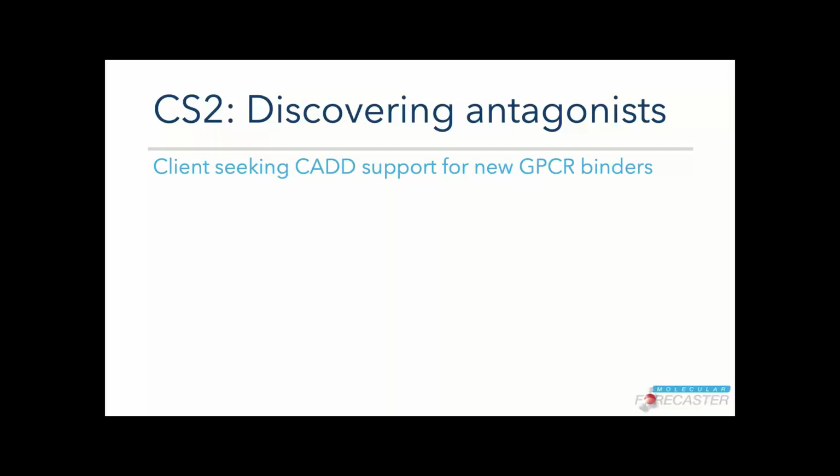But for now, I'll just say that a client came to us, and this is fairly typical for the way we operate. They were looking for some CAD support to discover new GPCR antagonists. The GPCR is a fairly well-known target with known chemistry, which is the ideal case. Remember I said that there's the right tool for the right project. This is where CompChem thrives.